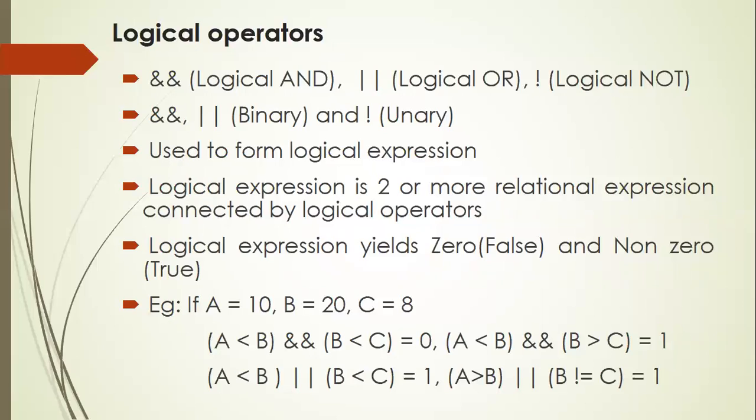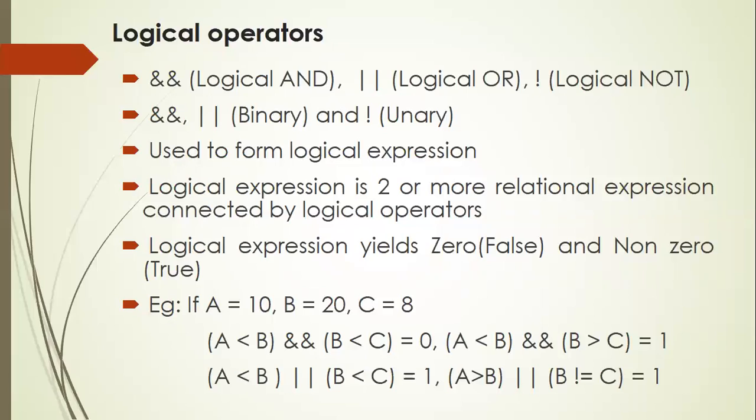So take the first expression, A less than B and B less than C. The first relational expression is A less than B and the second relational expression is B less than C. These two relational expressions are combined by means of the logical AND operator. Here the first expression A less than B is true. And the second expression B less than C is false. So one is true, the other one is false. Since they are connected by the AND operator, the final result is 0.